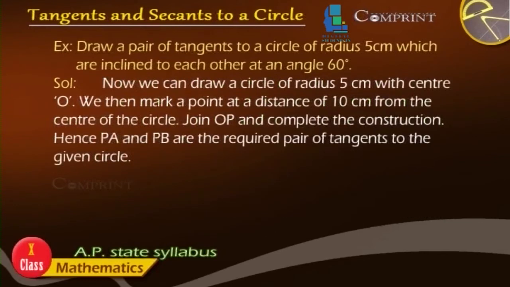Now we can draw a circle of radius 5 centimeters with center O. We then mark a point P at a distance of 10 centimeters from the center of the circle. Join OP and complete the construction. Hence, PA and PB are the required pair of tangents to the given circle.